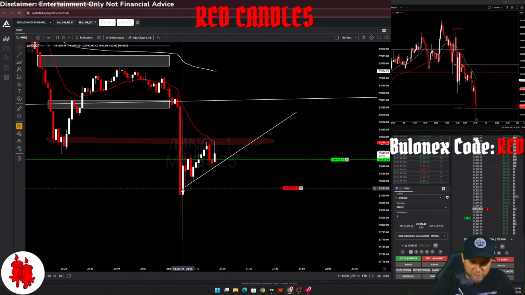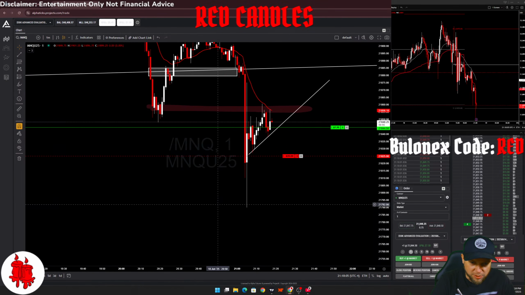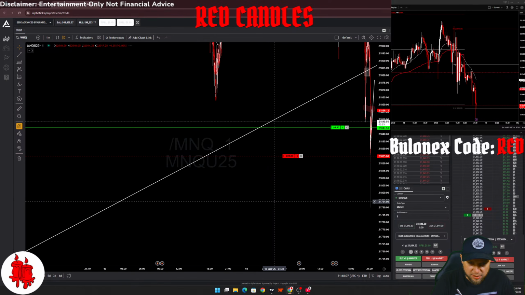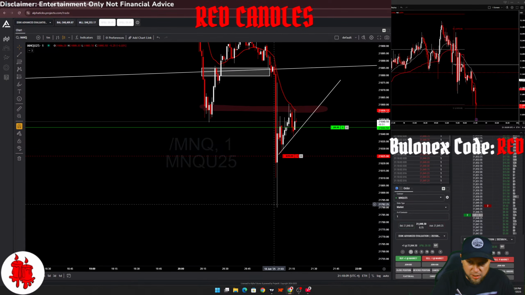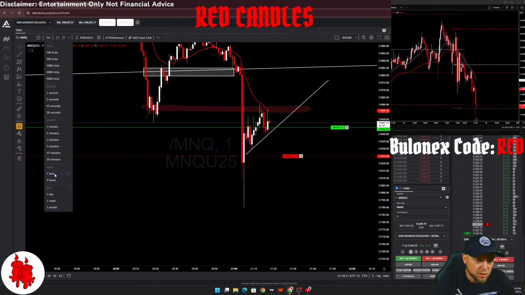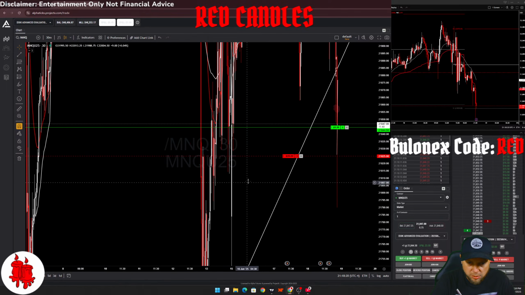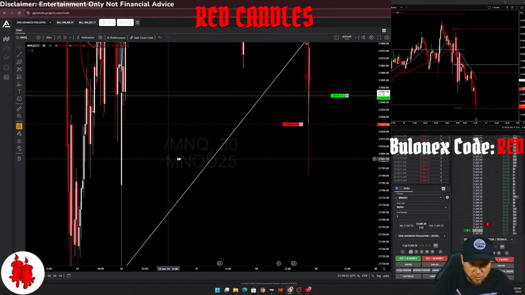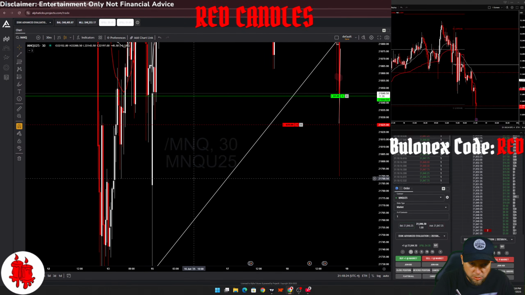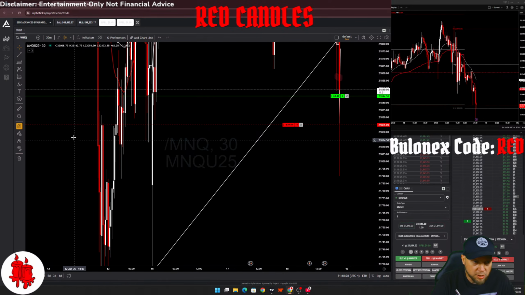This candle right here went crazy. That's to tell you, this area right here has got a lot of support. Let me draw that level out. Let's go back to, let's go 30 minute. There's a lot of support in that level right there. I should mark that out.